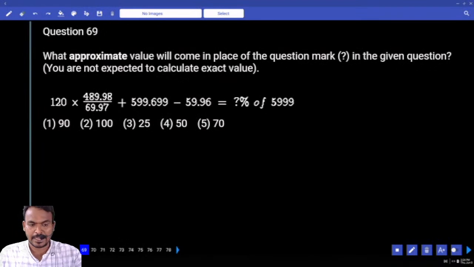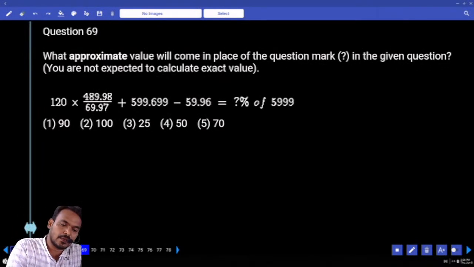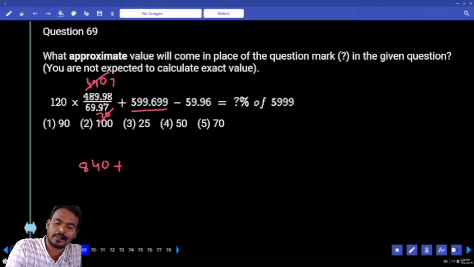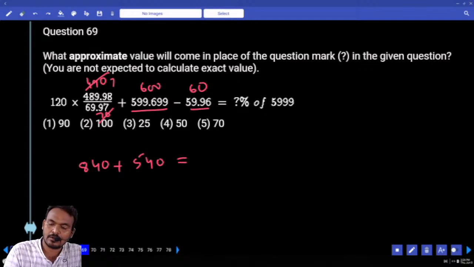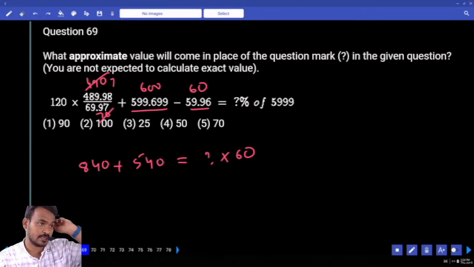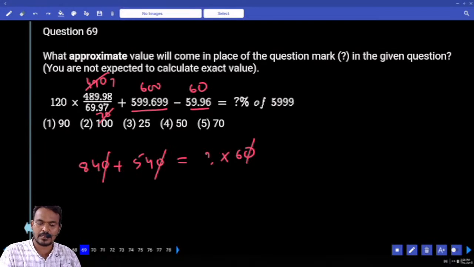Question number 69. What is the first term? 120. Second one, 490 divided by 70. Almost how many times? 7 times. 120 into 7, 840, plus 599. It is considered 600. Another one, 60. Difference 540. And it is equal to something into 60 percent of 6000. 2 zeros are cancelled. Left hand side 1 0, right hand side 1 0 cancel.